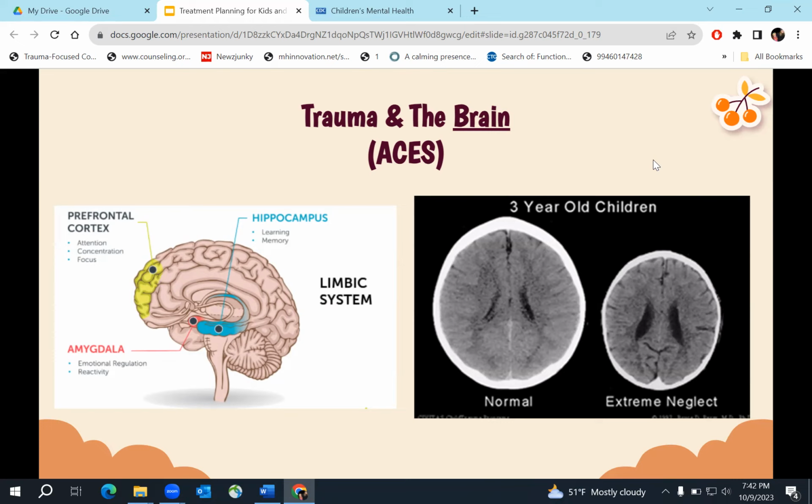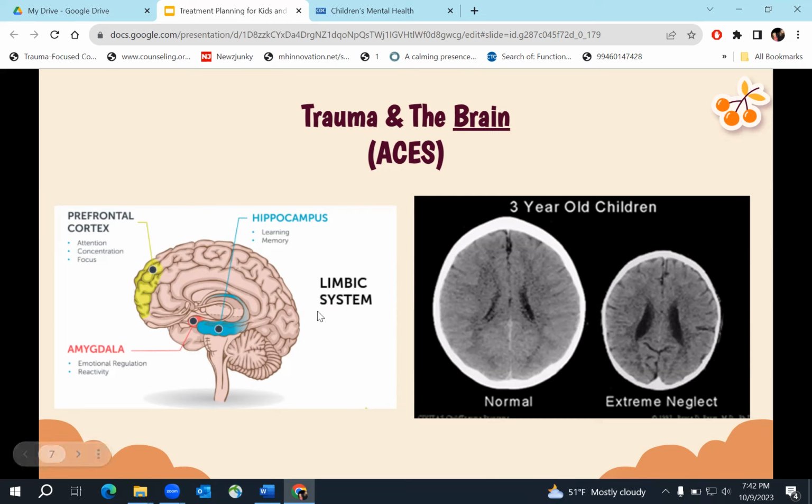So when you think about it, the brain develops from the bottom up. The brain stem, which is down here on this picture of the brain, is the lower part of the brain. It develops first and it controls responses to survival and automatic responses such as breathing, sleep, and temperature regulation.